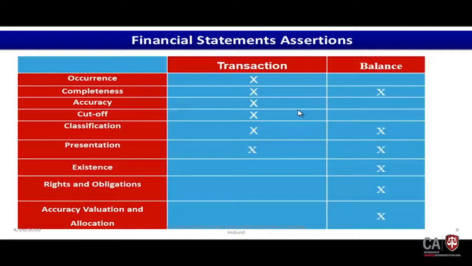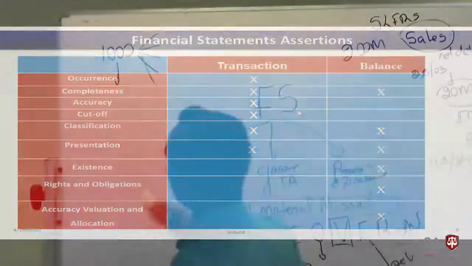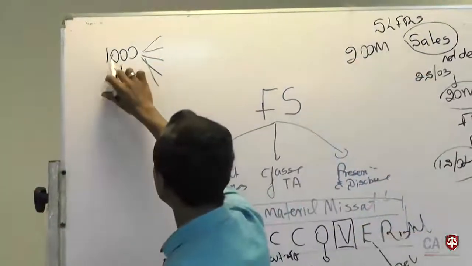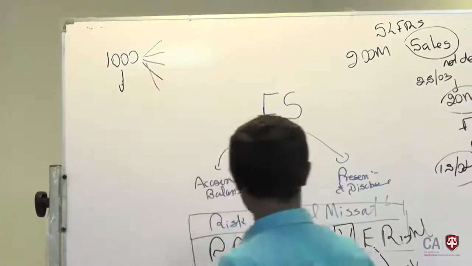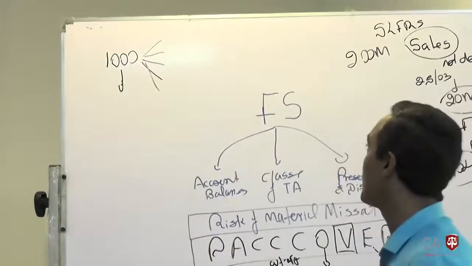Now one of the tough assertions to audit is completeness. Now what is completeness? If somebody tells you a company has reported 1,000 invoices recorded, and somebody says, completeness, there are 1,000 transactions, check the invoices for all 1,000. That's not completeness. Remember, it is very easy to say recorded transactions occurred, but that is like occurrence. But our question here is completeness.